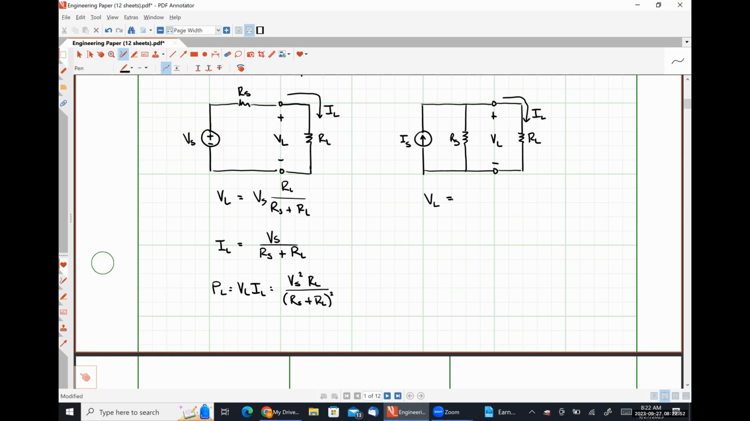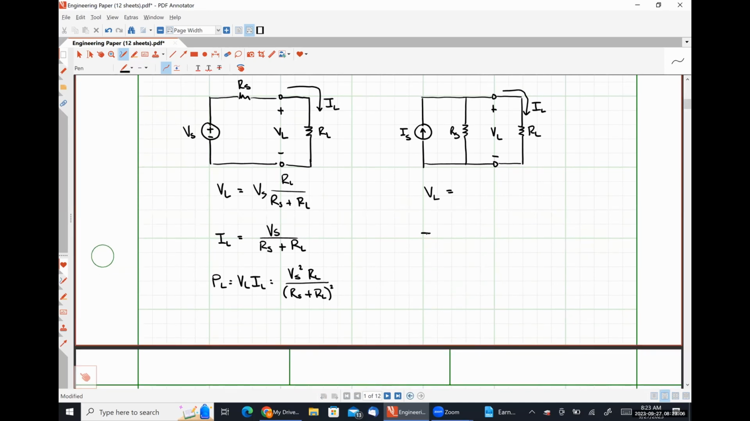Any thoughts? Do I hear current division? So I would definitely use current division to find the current IL. So let's do that first. That would look like IS times 1 over RL divided by 1 over RS plus 1 over RL.